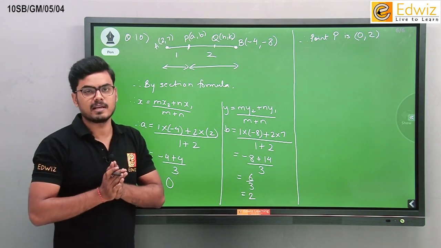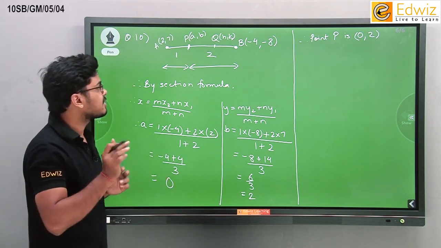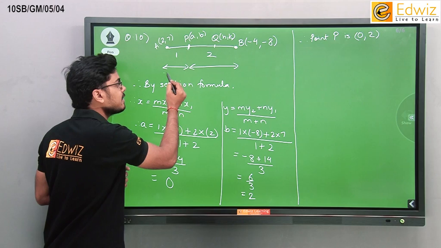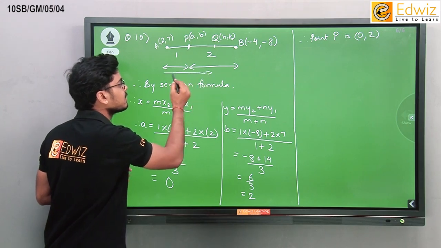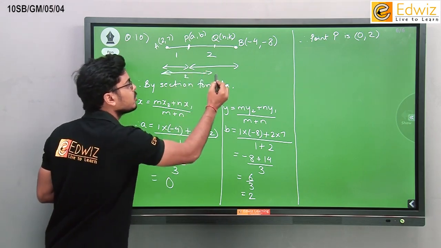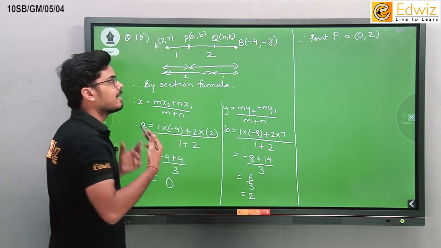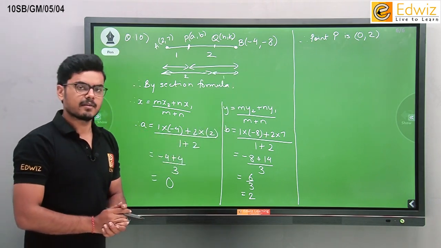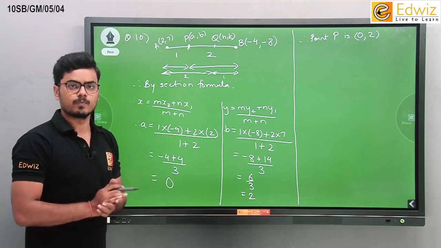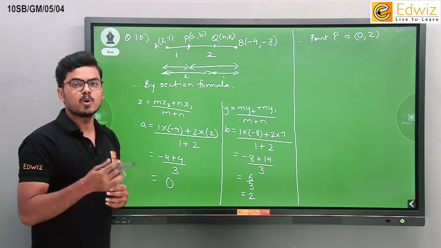Now we also have to find out point Q. There are two ways of finding out point Q. Okay, the first way is that this time from A to Q we can take 2 parts and from Q to B we can take 1 part, and then once again use the section formula. You will get the value of Q. But the second way is easier.